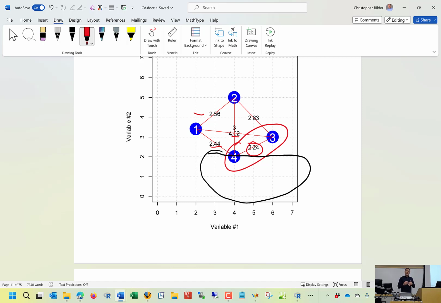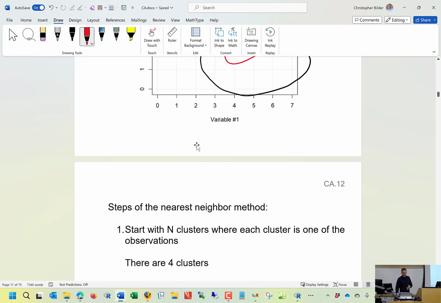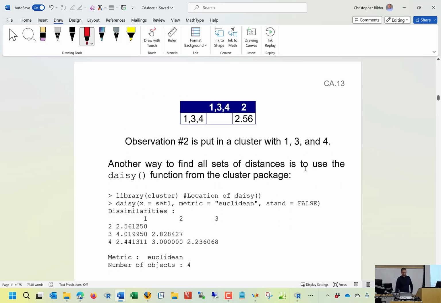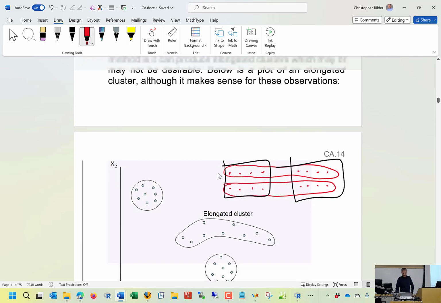Now, in order to decide which clusters are joined next, we look at the minimum distance between clusters, and we looked at a table such as this. And we saw that the minimum distance was the distance between observation 1 and the cluster that had 3 and 4 in it. And so that will be joined next. So I have 1, 3, and 4. And then, of course, at the very end, I join 2 to that 1, 3, 4 cluster. Okay. And it had a distance of 2.56.